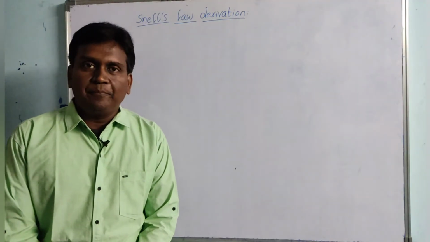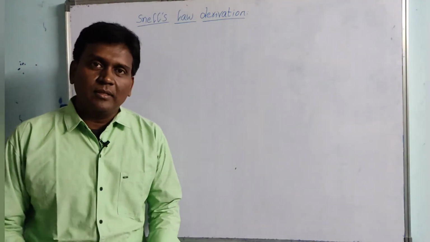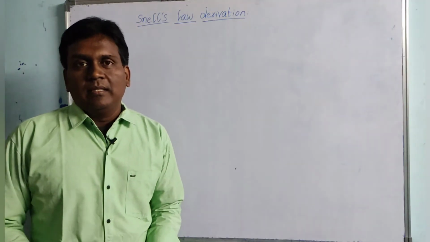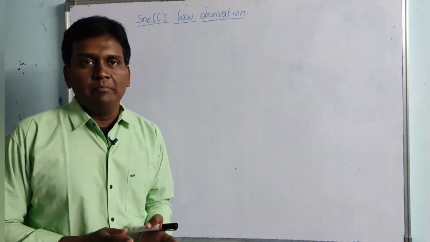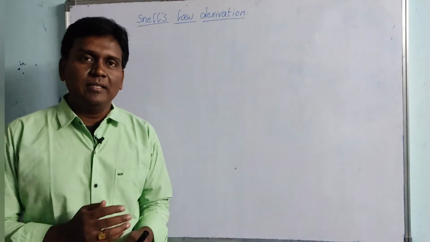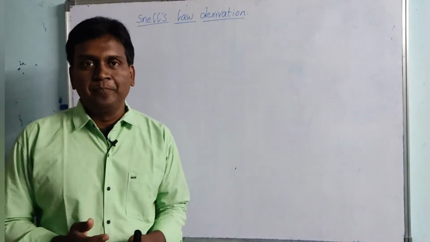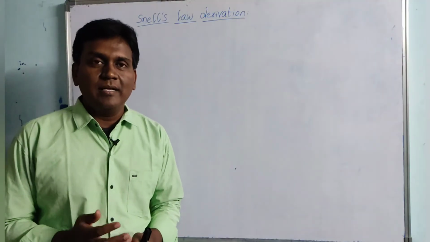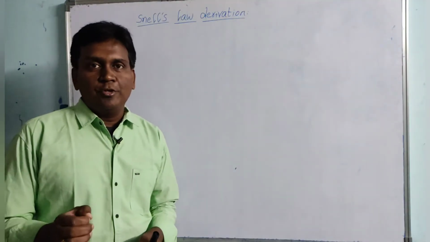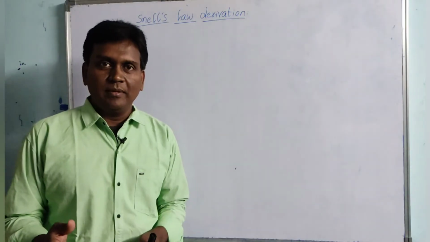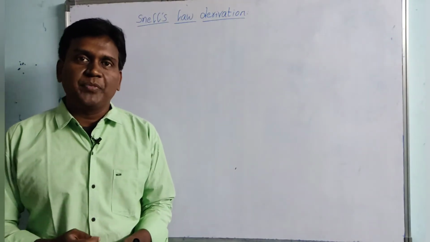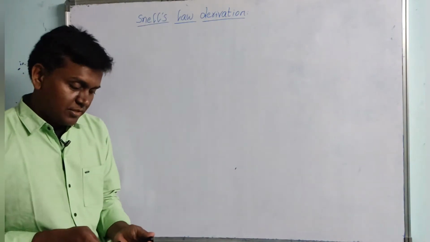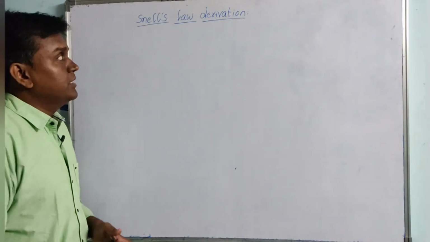In this session we are going to discuss the Snell's law derivation. We know that there are two laws of refraction. The first law says that the incident ray, refracted ray, and normal all lie on the same plane. The second law is Snell's law, which states that the ratio of the sine of the angle of incidence and the sine of the angle of refraction is constant. That is what we are going to discuss now, the Snell's law derivation.